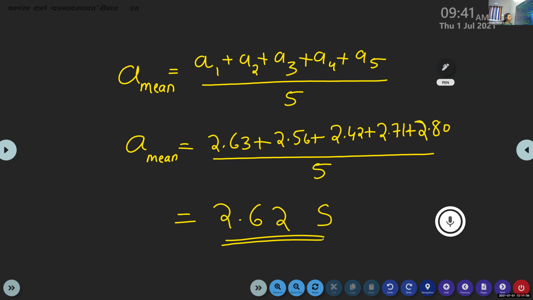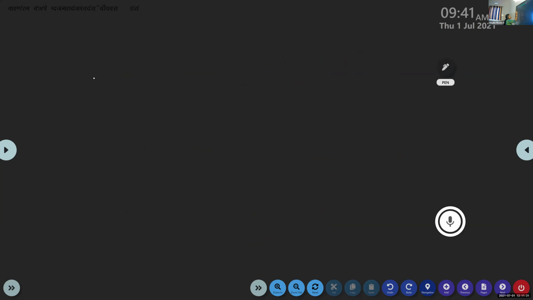So now we can calculate the absolute error. This arithmetic mean, A mean, acts as our true value. It is also known as our true value. A mean, or A true value, is equal to 2.62. Therefore, the absolute error corresponding to the first measured value, delta A1, is equal to, what is the equation for calculating the absolute error corresponding to the first measured value?